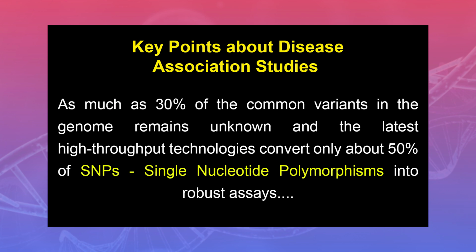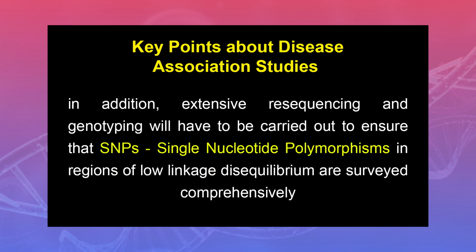However, as much as 30% of the common variants in the genome remain unknown, and the latest high throughput technologies convert only about 50% of SNPs into robust assays. In addition, extensive resequencing and genotyping will have to be carried out to ensure that SNPs in regions of low linkage disequilibrium are surveyed comprehensively.